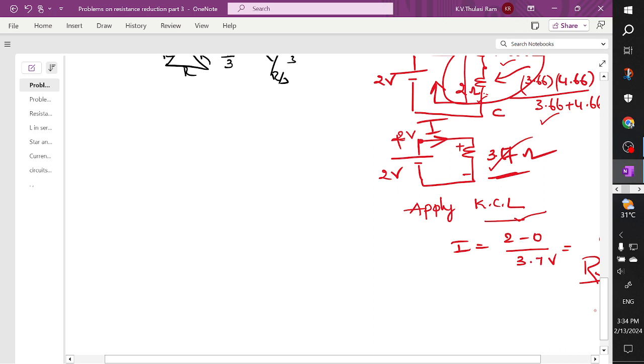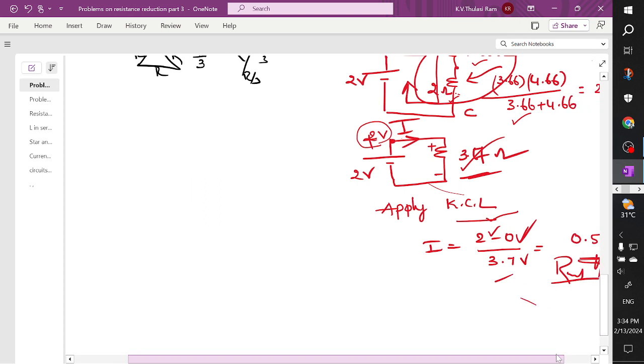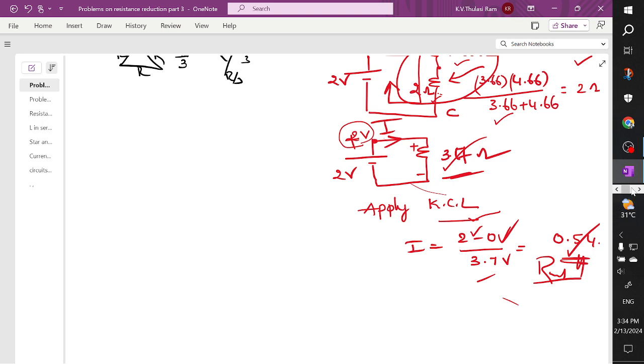I is equal to, what is the current leaving, what is the leaving polarity of the voltage? High potential minus low potential divided by resistor 3.7. So we are going to get the value of current as 0.5. This is how to solve a problem under resistance reduction.